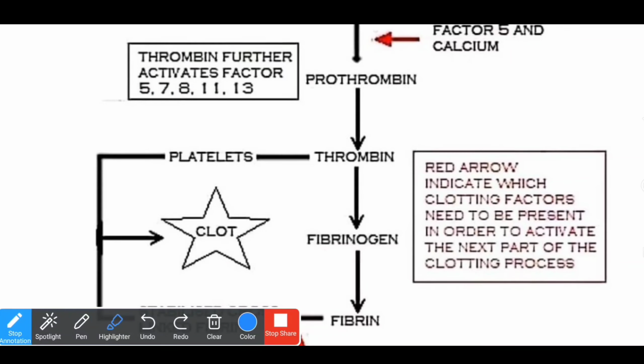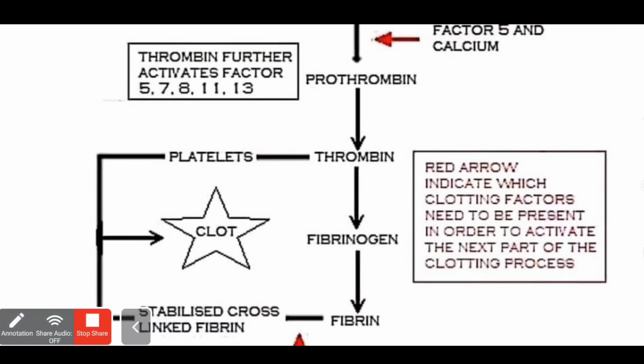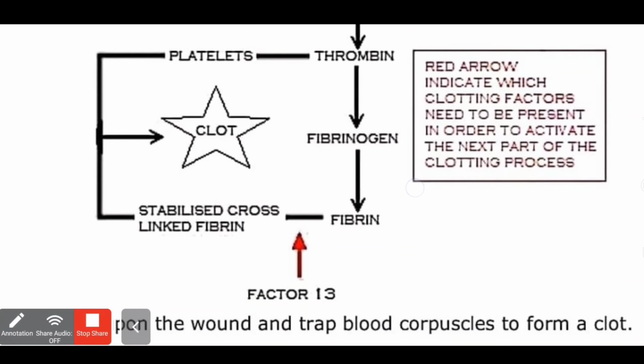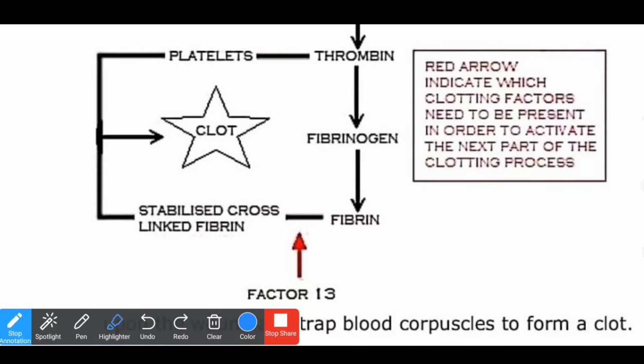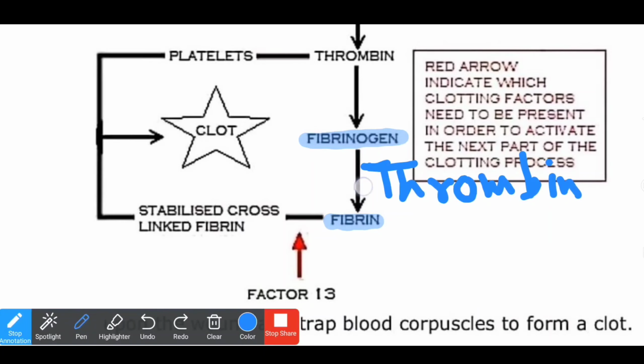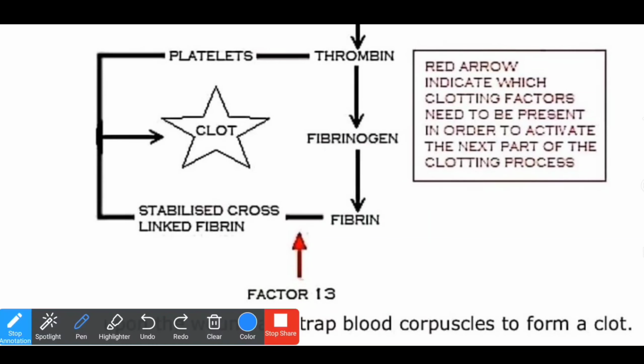Now, this thrombin is responsible for the conversion of fibrinogen, which is the inactive form, into active fibrin. So rather, I'll be writing here thrombin, so it will be very simple for us to understand that the thrombin is functioning here. With the help of the thrombin, this fibrinogen has been converted into fibrin, and now factor number 13 will be coming.